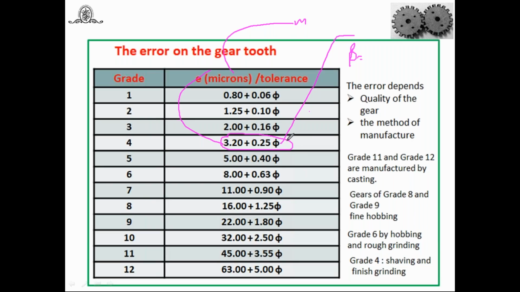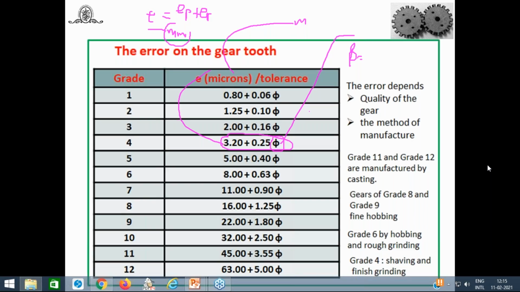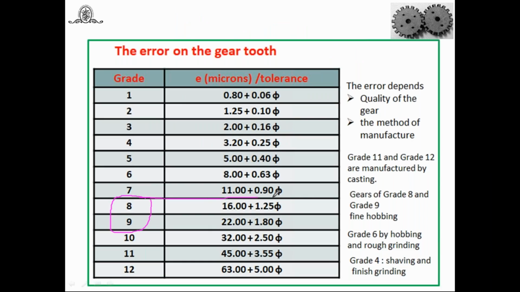And because of that, pi is going to change for the pinion and pi is going to change for the gear. And because of that, EP is going to change and EG is going to change. Then EP plus EG, you will get the E. It's in micron, then convert it into mm and use it in PD. Again here, in general, if gear quality is not mentioned, always prefer grade 8 or 9.